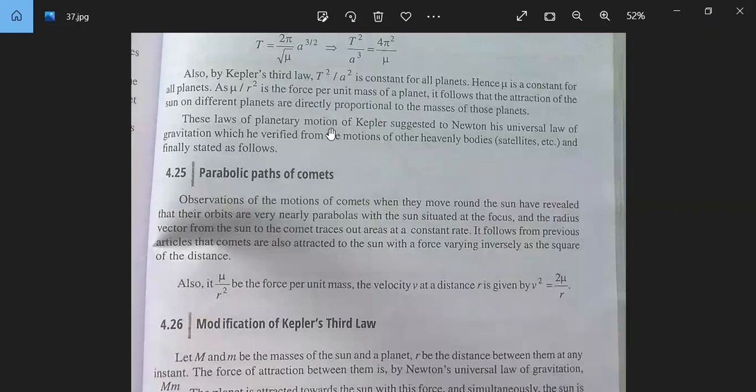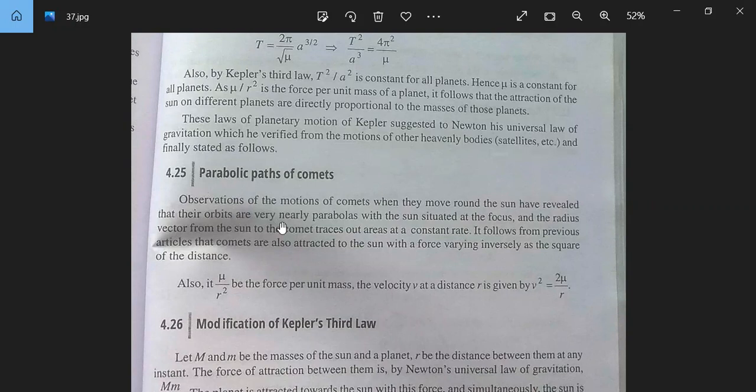These laws of planetary motion of Kepler suggested to Newton his universal law of gravitation. यानी कि केपलर के लॉ से न्यूटन को मिला इंस्पिरेशन ताकि अपना वो universal law of gravitation दिया, which he verified from the motions of other heavenly bodies such as satellites, etc. And finally stated as follows.